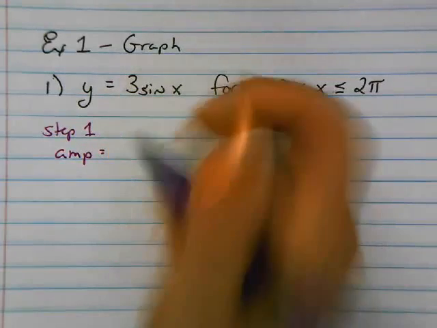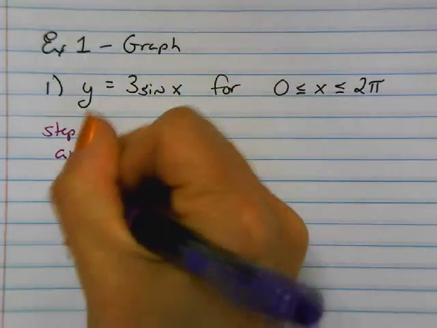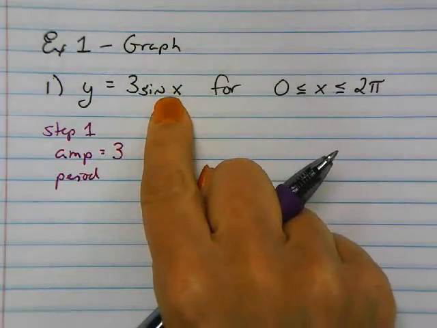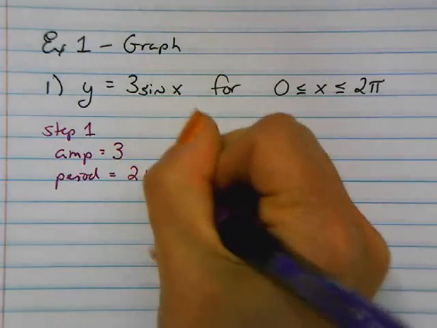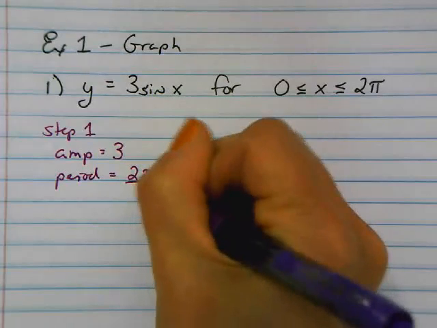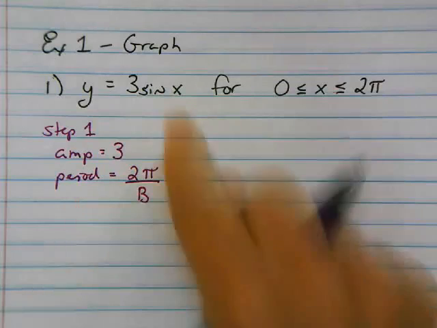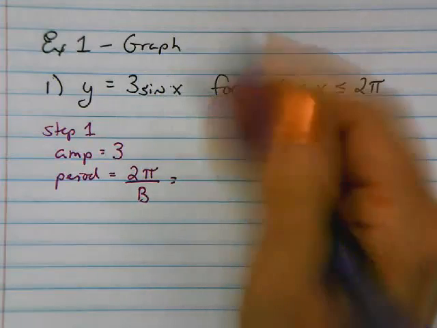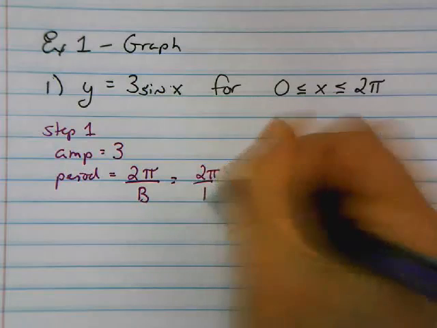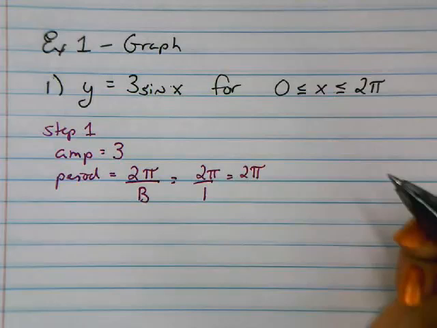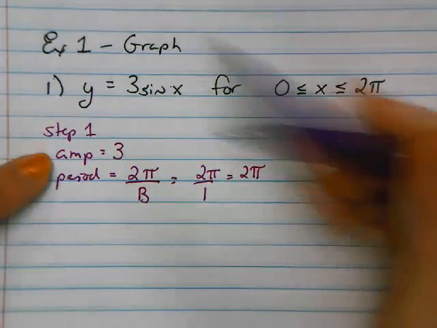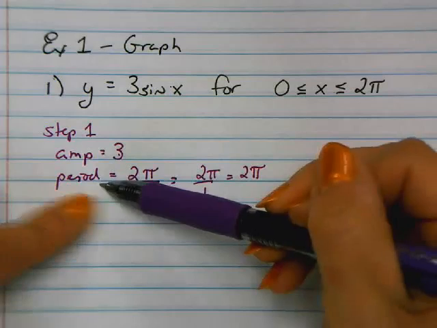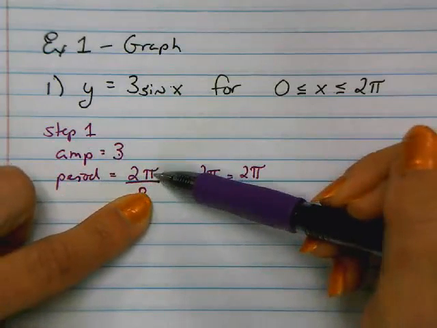The period is going to be hidden here. So it's going to be 2 pi divided by whatever your b is. Remember, b is what's behind the sine. So in this case, what's behind the sine is 1, so my period is just 2 pi. Right, so let's go over that one more time. Amplitude is super easy to find. It's in front. The period, you take 2 pi, the normal period, divided by whatever's behind sine. So 2 pi over 1 is 2 pi.